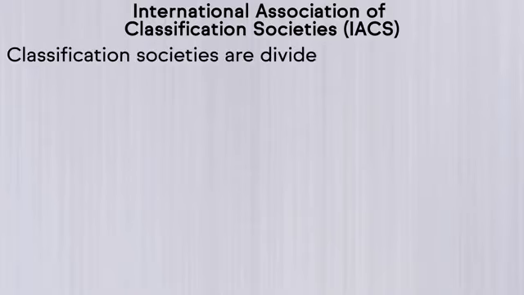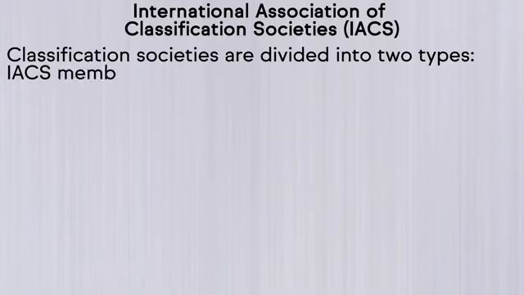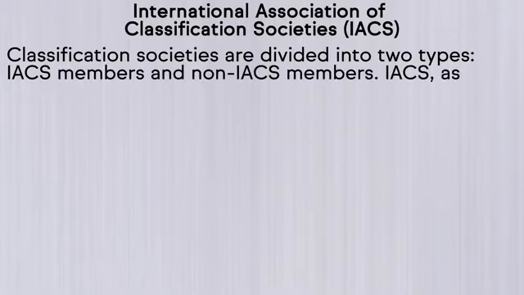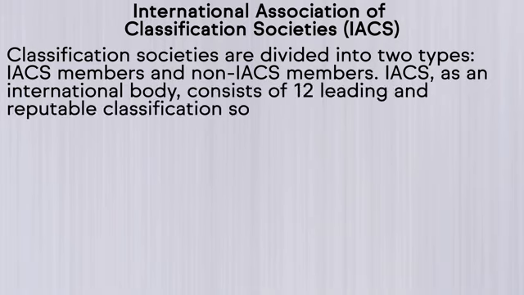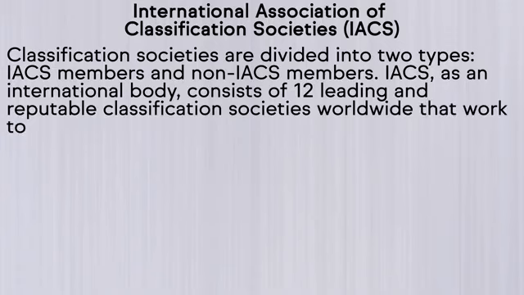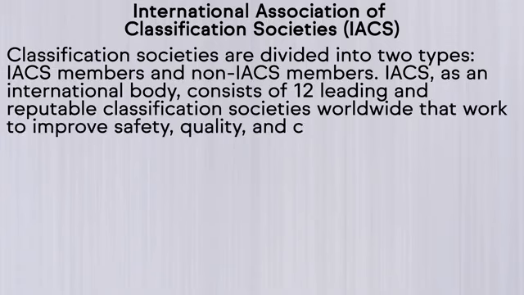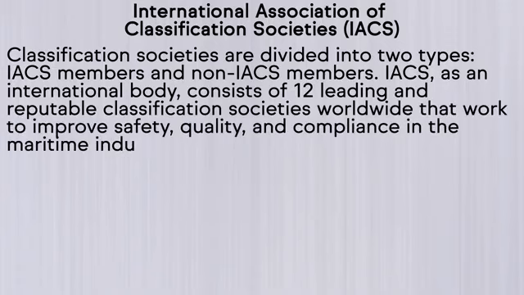International Association of Classification Societies, IACS. Classification societies are divided into two types: IACS members and non-IACS members. IACS, as an international body, consists of 12 leading and reputable classification societies worldwide that work to improve safety, quality, and compliance in the maritime industry.